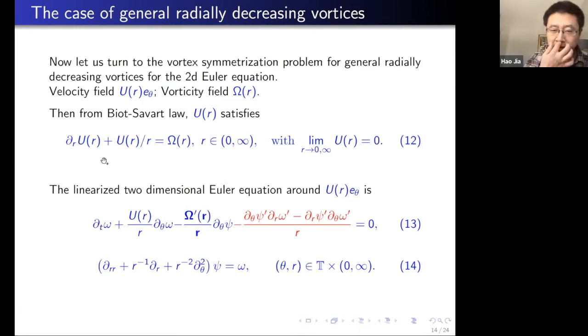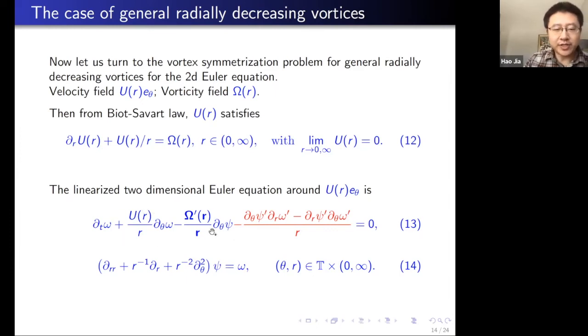And then the linearized two-dimensional Euler equation can be written as follows. Basically, you have the same kind of nonlinearity, but the linearized equation becomes a little different. So we don't have the p(t) anymore, right? There's no center that we really have to focus on.